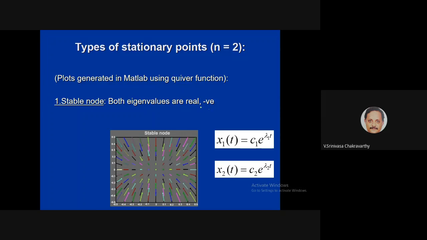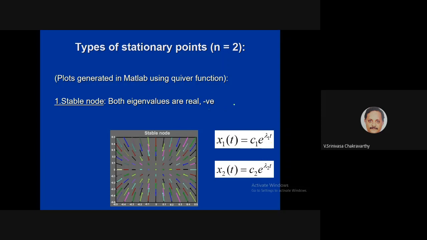Both are negative. Then what happens? If both are negative, then x1 is equal to c1 into e power lambda 1t, which is a negative exponent. So x2 is equal to c2 into e power lambda 2t. So here also the exponent is negative. So what happens when that happens?